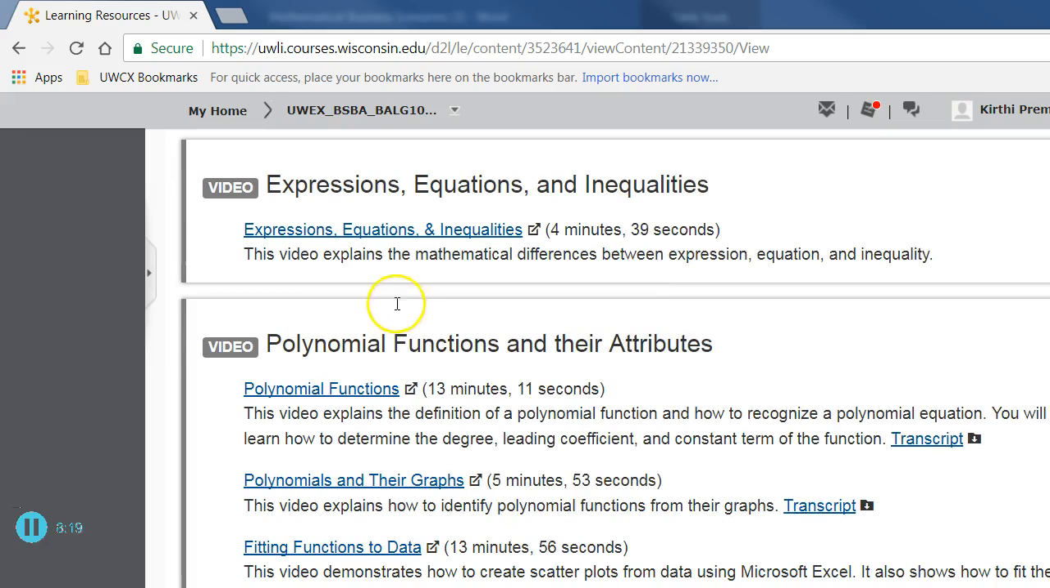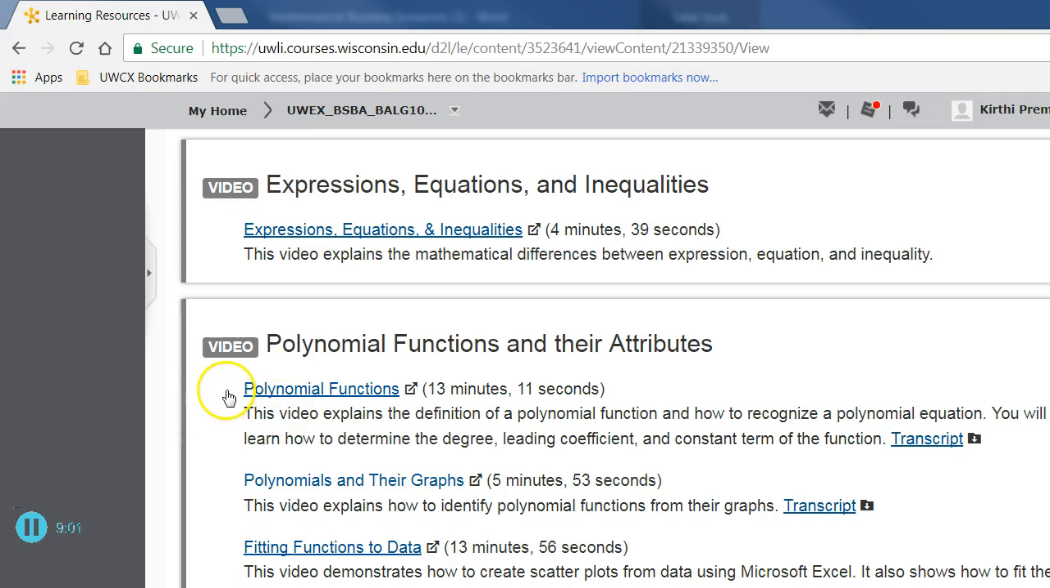Now, if you look at this learning resource called polynomial function and attributes, in the third video of that you have fitting functions to data. That is the video that you will need to see how to fit data in Excel. But before you watch that video, please watch the first two videos, because otherwise you will not be able to fit the data correctly. Once you watch these videos, you should be able to go ahead and fit the data into an equation and come up with the equations for scenarios 1, 2, 3, 4, and 8.